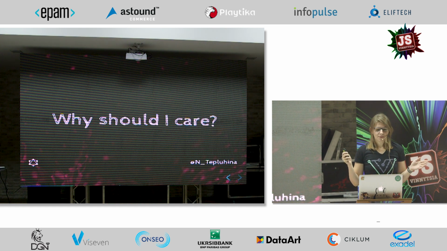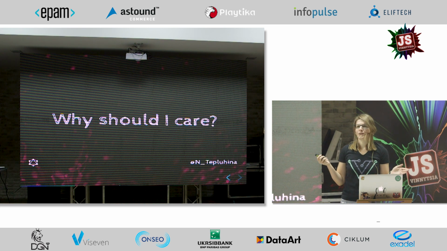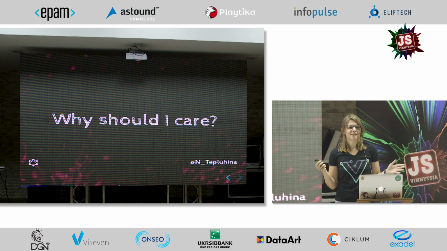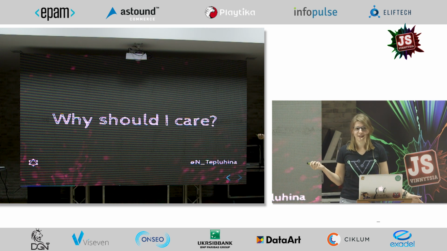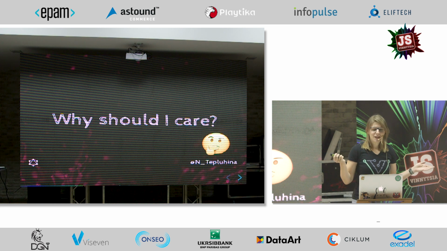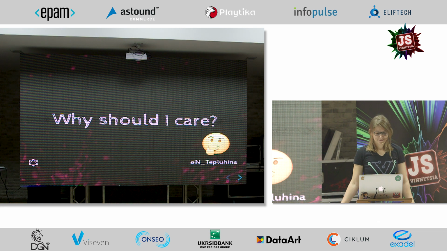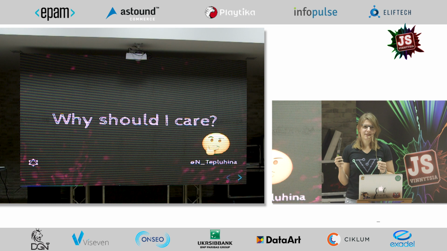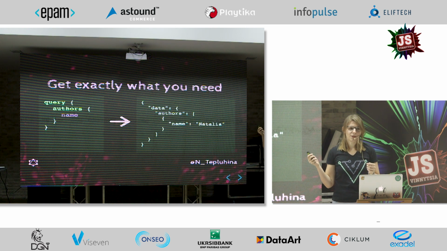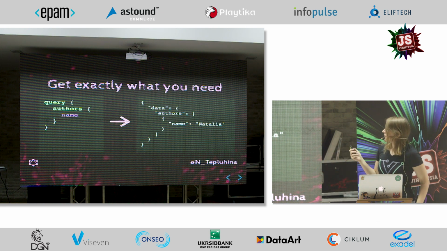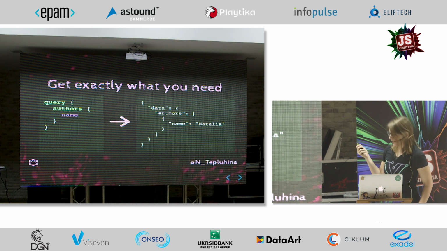Cool, nice, but why should we care about it? Don't we already have a syntax for fetching data from the backend? It's REST API, it works, right? Why do we need to learn GraphQL? What is the main benefit of it? In fact, GraphQL has it, and it's getting exactly what you need. Here you can see a very simple GraphQL query, fetching an array of authors. We are fetching only a name.